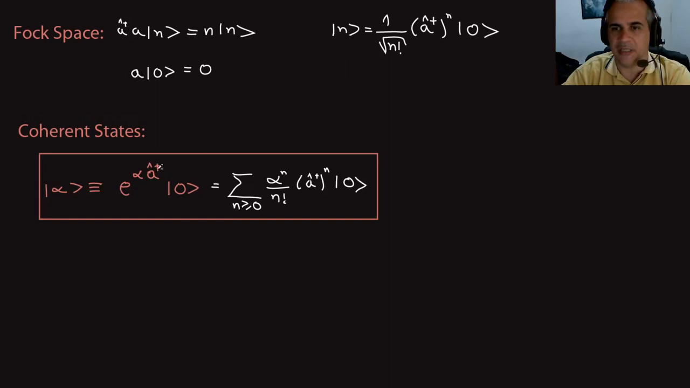Of course, this exponential is just defined as a sum over powers of a dagger. And from that alone, you see that there's no defined number of excitations here. This is not an eigenvector of the number operator, so the number of excitations is not fixed on these states. What are they then? For now, it's just a definition, but let's take a look at the properties of these states.